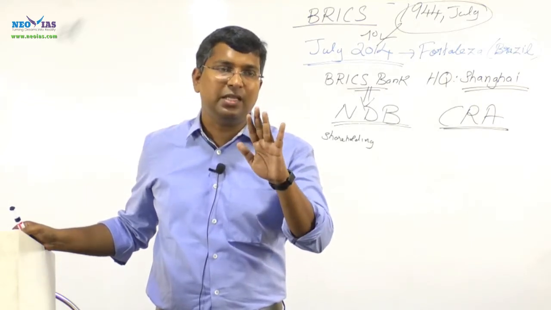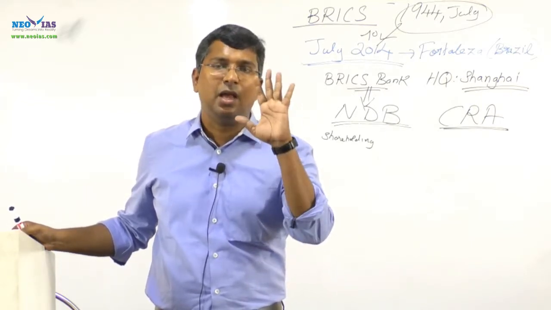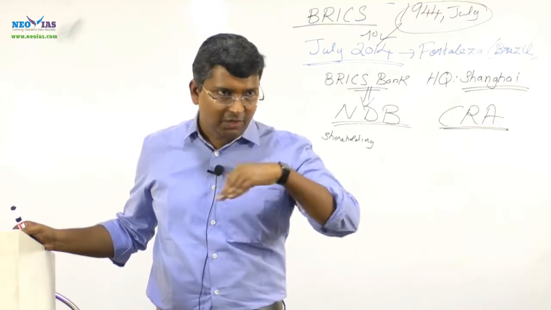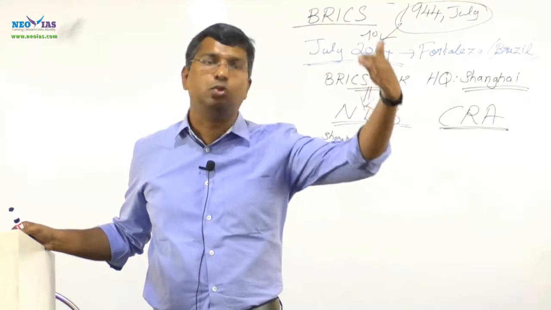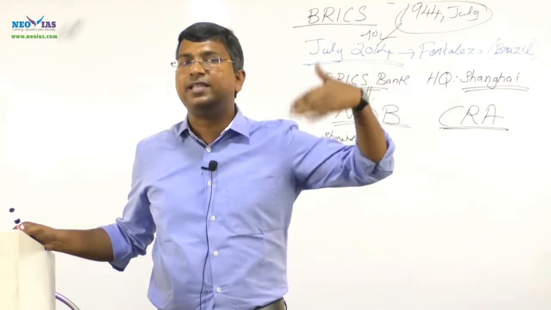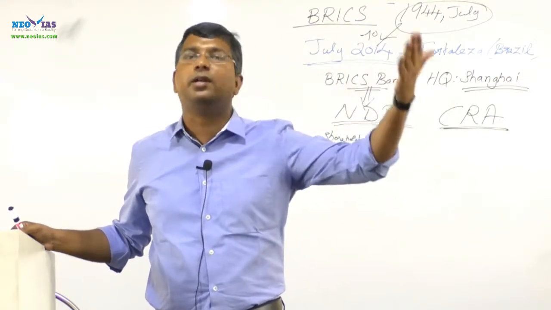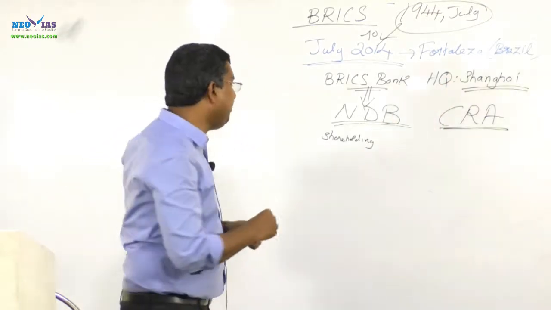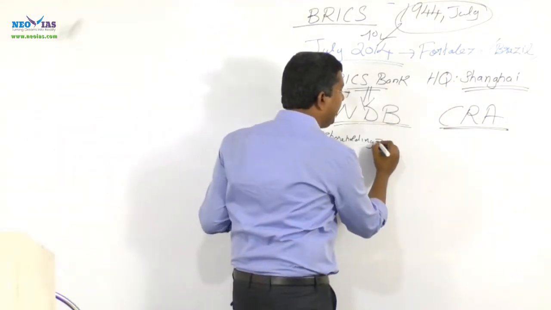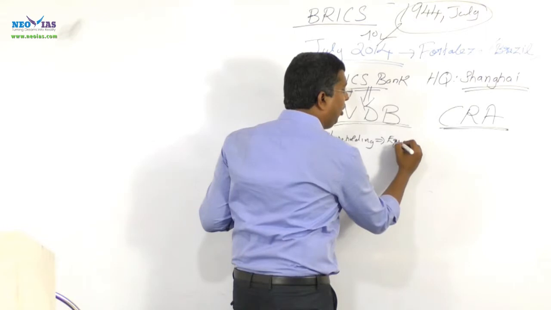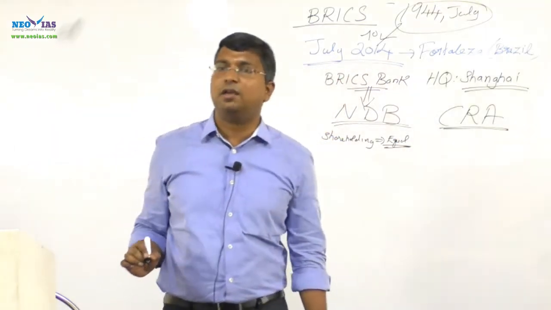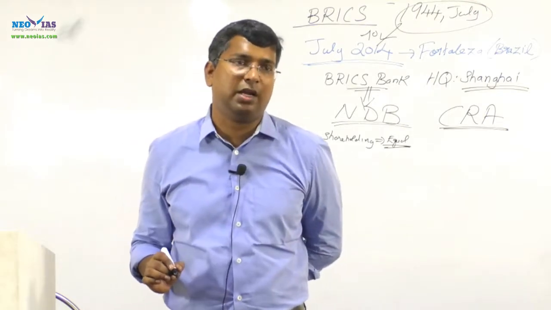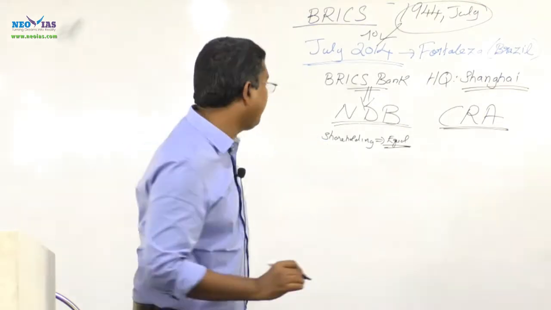Initially they will have a capital of 50 billion, with 10 billion contributed by each member. The authorized capital can be increased to 100. So this is a very important point regarding the shareholding: in the New Development Bank, all have equal shareholding.